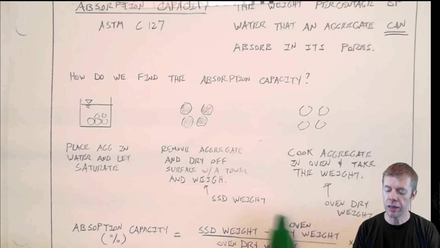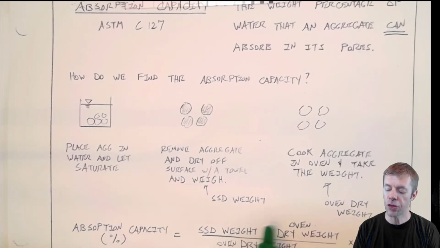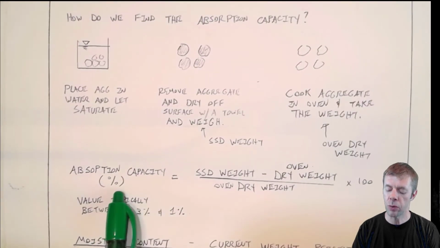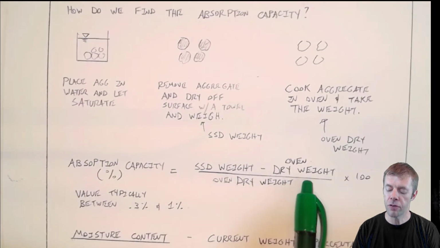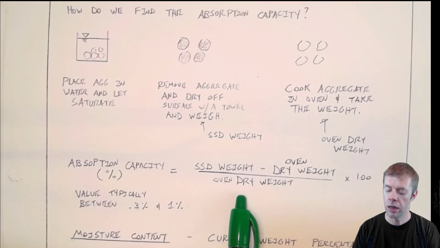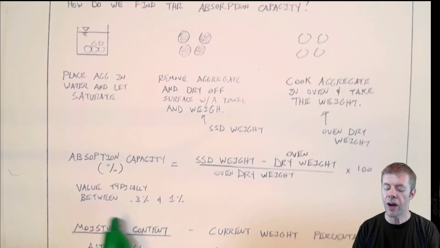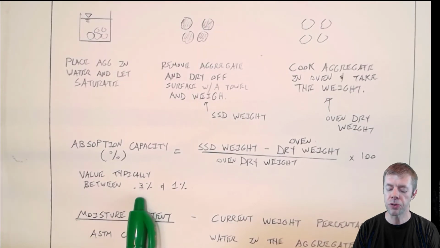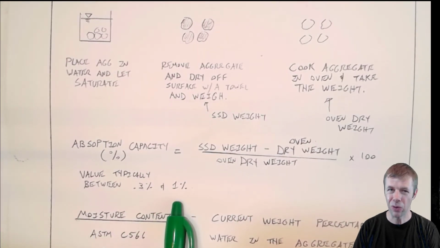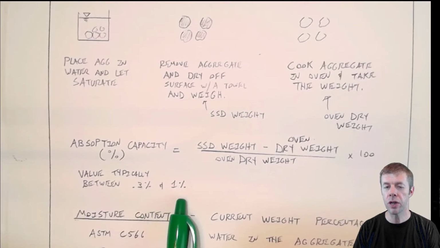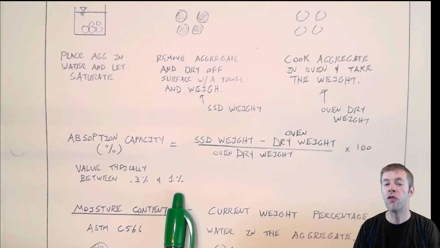Then we cook the aggregate in an oven, and then we take the weight again. And this is what's called the oven dry weight. So to find the absorption capacity, we take the SSD weight minus the oven dry weight, divided by the oven dry weight, multiplied by 100. This value is typically between 0.3% and 1%. Now it can change, but typically the absorption numbers are between 0.3 and 1. And you can get aggregates that have much higher absorption, up to 4%. And these can be plenty great inside concrete. You really just need to evaluate the aggregate itself.